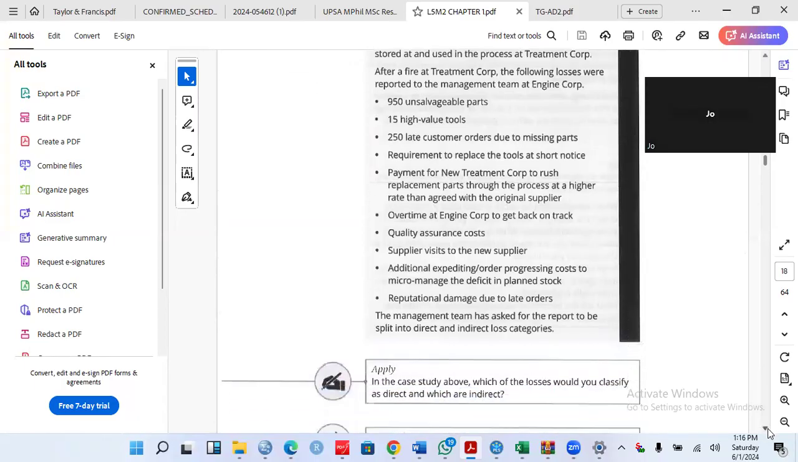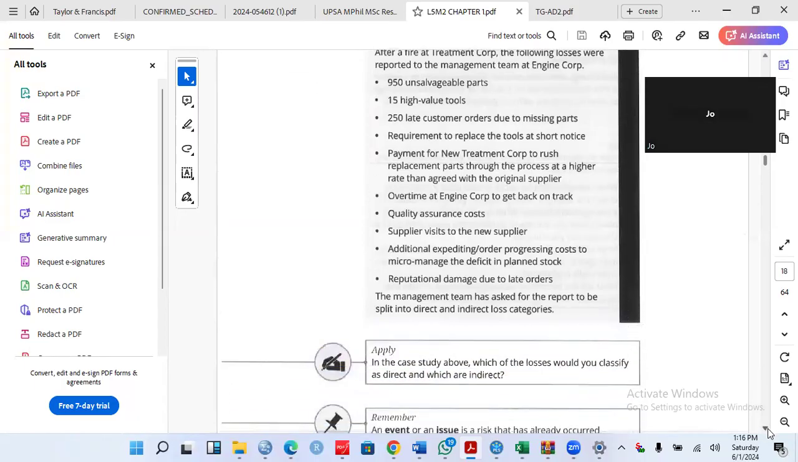Why is the 15 high value tools direct? Because if I am a company and I've taken my parts to an outsourced company, to me, the 15 high value tools will not be direct to me. Or where are we looking at it from? That's a very good question.